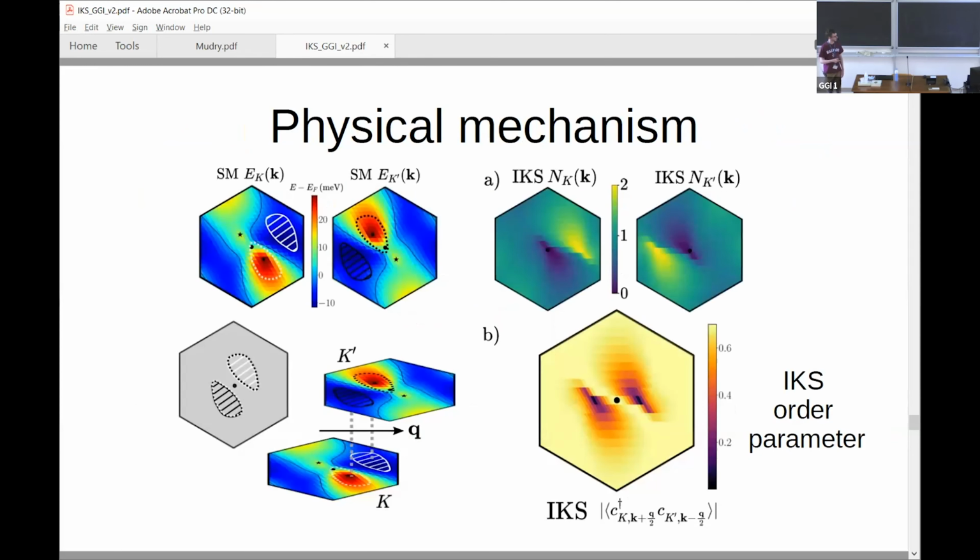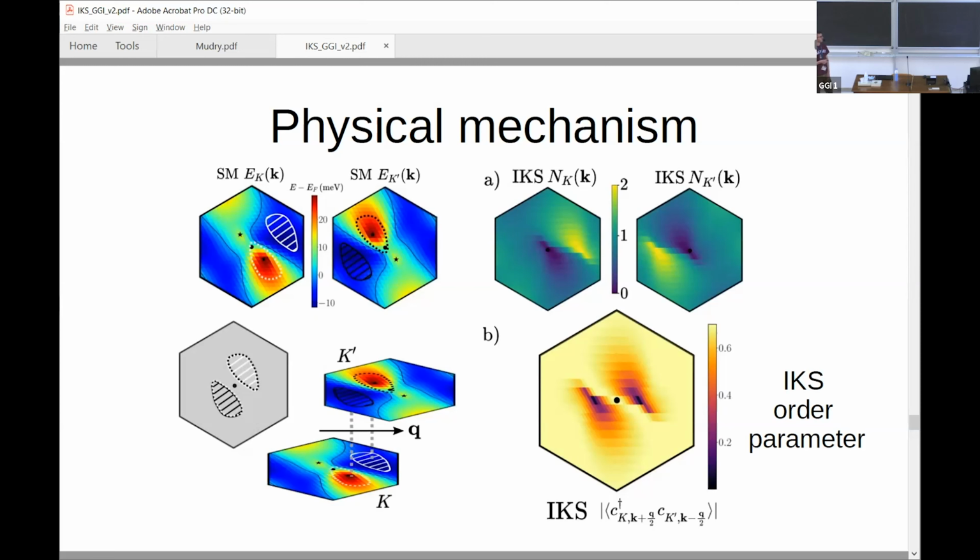Okay, and so I can explain to you the physical mechanism that leads to this sort of exotic state arising. And you can understand it just by looking, in fact, at the band structure, the sort of interaction renormalized band structure in Hartree-Fock. So here I'm plotting the band structure in the K and the K' valley. And so this is the K valley. You see it's got a high energy region here and the low energy region here in blue. And then the K' valley is just related to the K valley by C2. So it's just flipping this by 180 degrees.